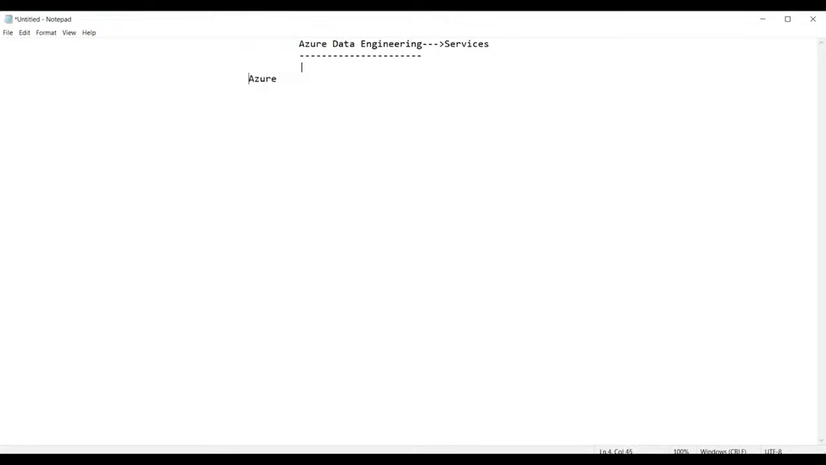We have the first one here as Azure Databricks. And then we have the next one after this, Azure Data Factory. And apart from this, we have the next service that is called Azure Synapse. Many services are there, but I'm listing a few of them. Okay, so we have the Azure Artificial Intelligence, AI, or else we can also refer to it as ML, that is called machine learning. So these are all the services packed into this Azure Data Engineering.